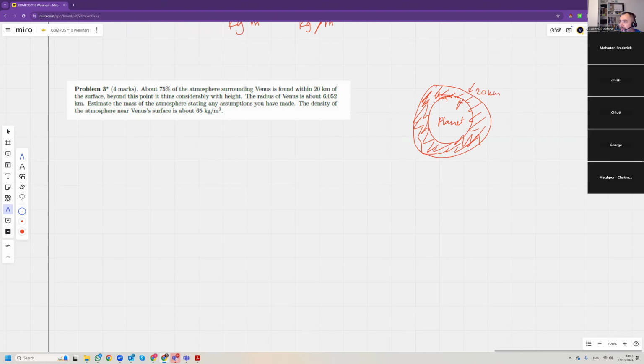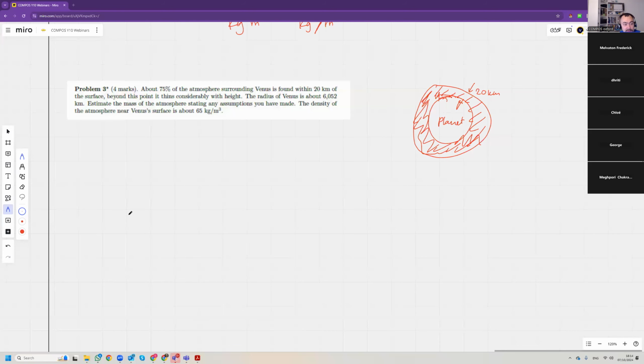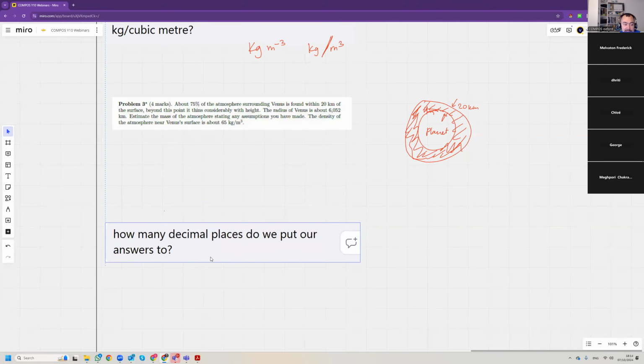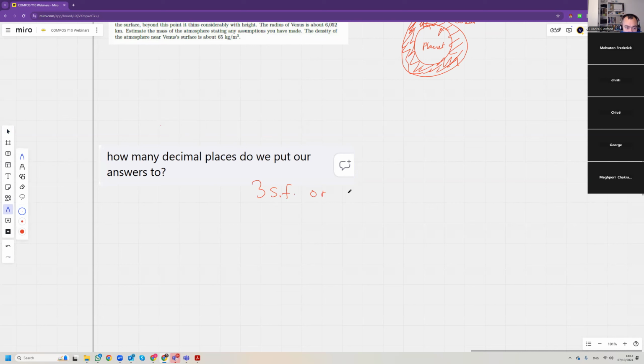How many decimal places do we put answers to? Doesn't really matter. General rule is 3 sig figs or exact value.